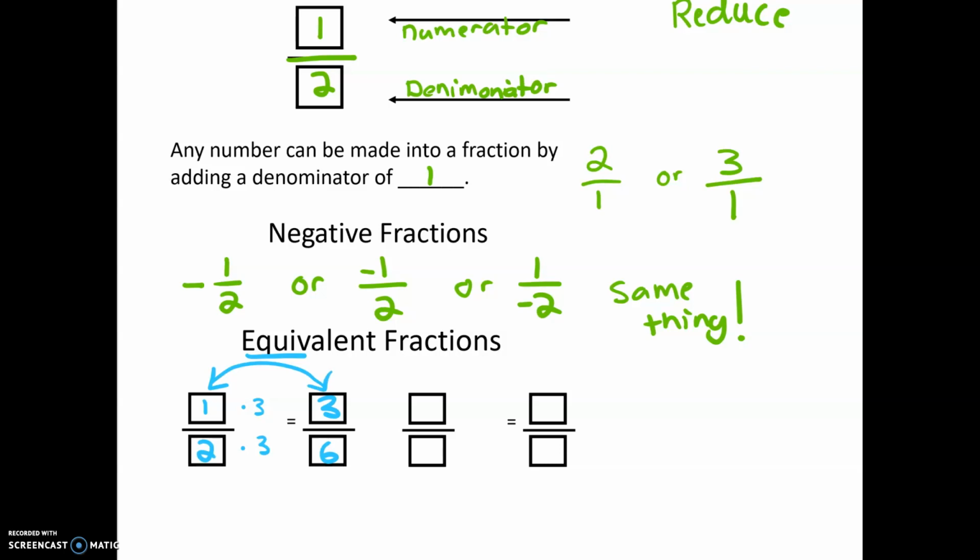Another example, if we had the fraction 1/4 and we multiplied those both by 4. 4 times 1 on the top would give me 4. 4 times 4 on the bottom would give me 16. Again, equivalent fractions. They mean the same exact thing.